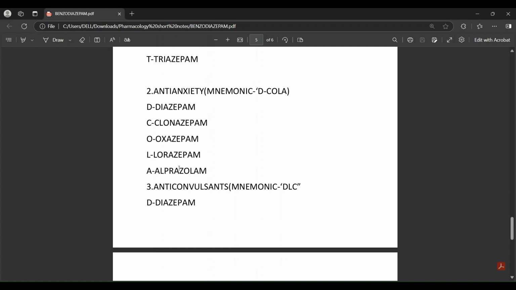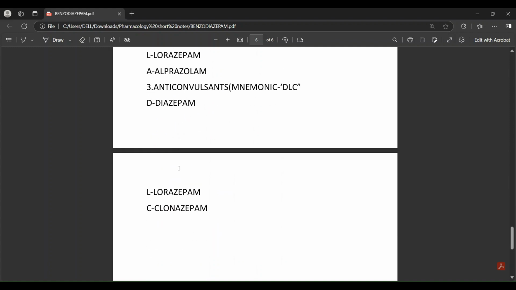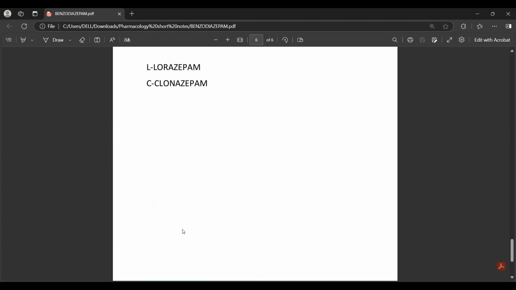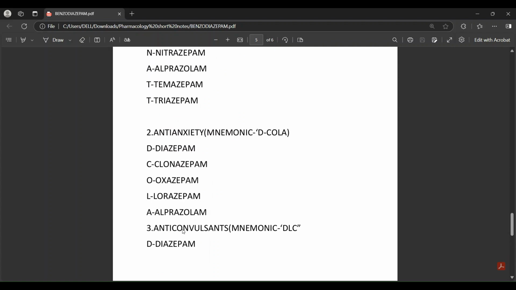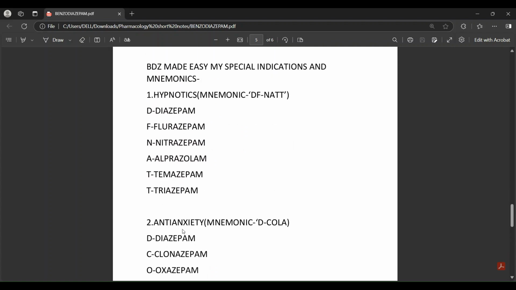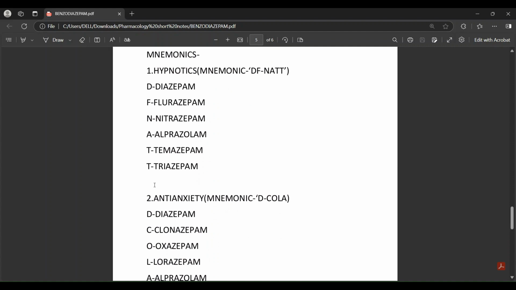D means diazepam, flurazepam, nitrazepam, alprazolam, temazepam, triazolam. When you are talking about anxiety, the benzodiazepines used are D-COLA. D means diazepam, C means clonazepam, O means oxazepam, L means lorazepam, A means alprazolam. Anti-epileptic benzodiazepines are DLC: diazepam, lorazepam, clonazepam. This is very easy and very important.